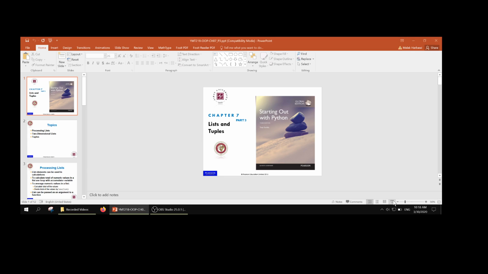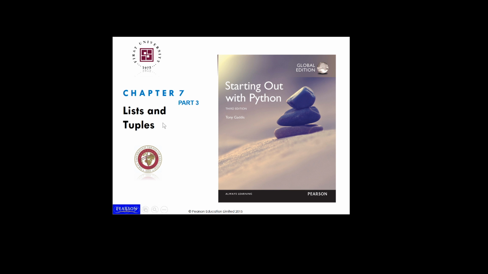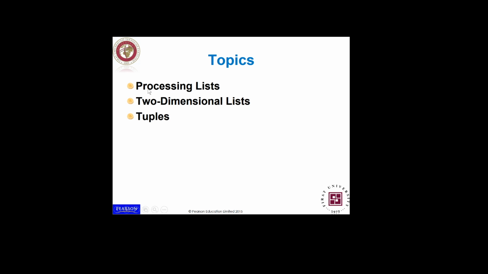Welcome to the third part of Chapter 7, Lists and Tuples. In this part, we will cover processing lists, two-dimensional lists, and tuples.